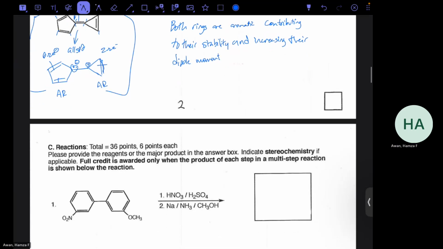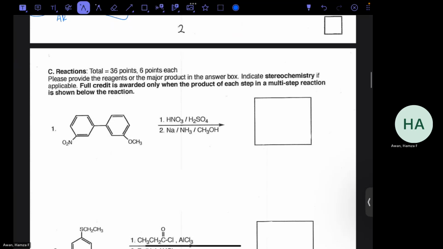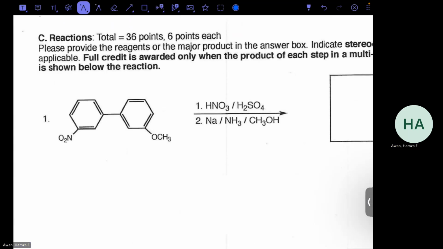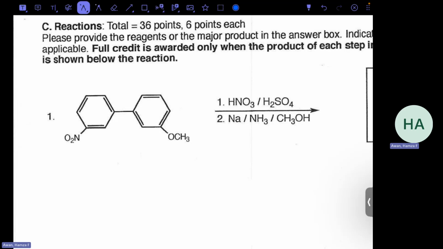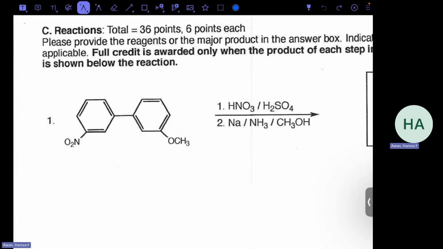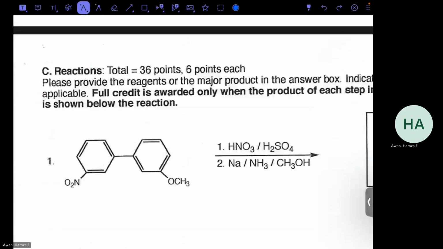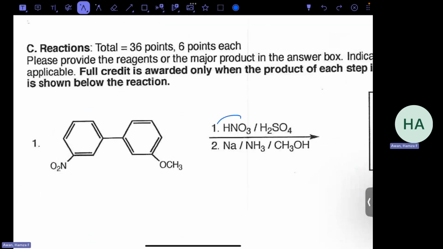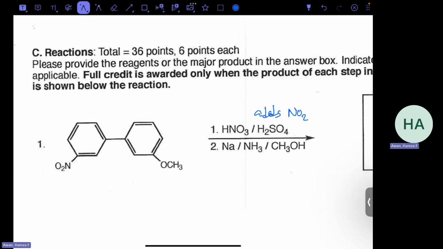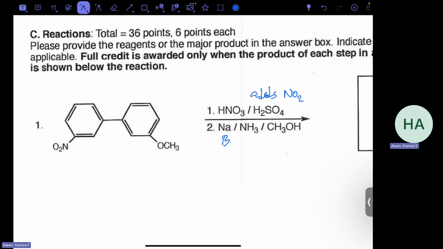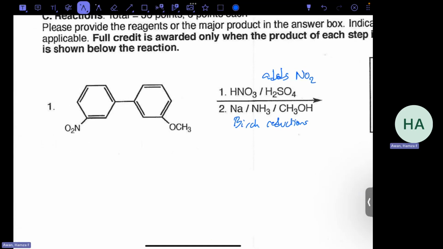Nope. All right. So on to our first reaction question. So we have 2 benzenes. One of them is going to be a nitro, and the other one is an anisole, right? We have our anisole and the nitrobenzene. So our first reaction, HNO3, H2SO4. So this adds NO2 to the ring, so it adds a nitro group. And then the second reaction is our Birch reduction reaction. So both of these reactions are new, so we will look into it.